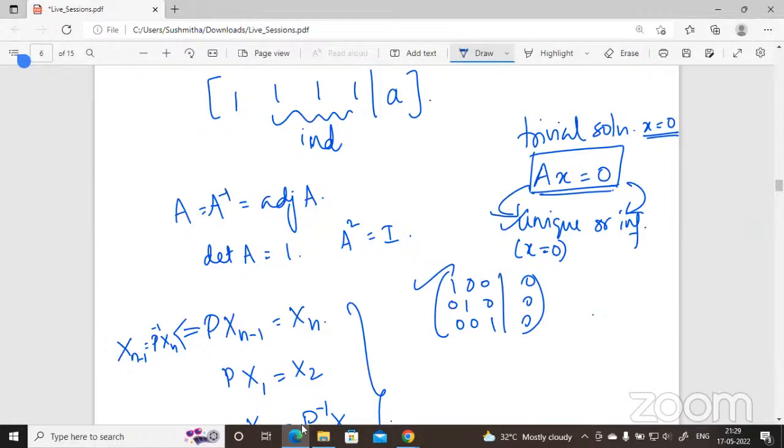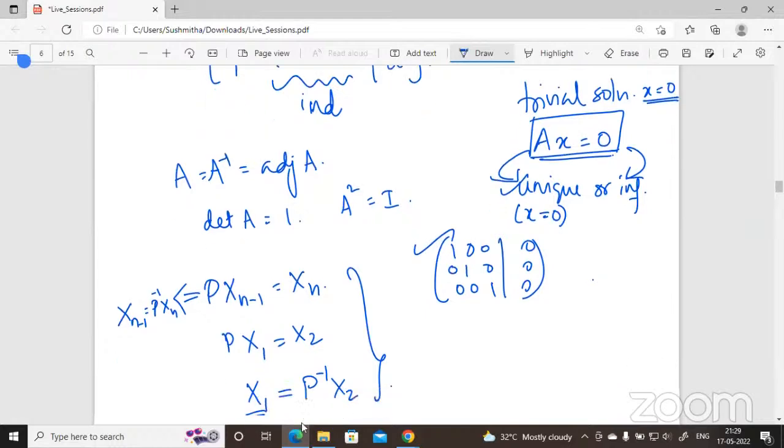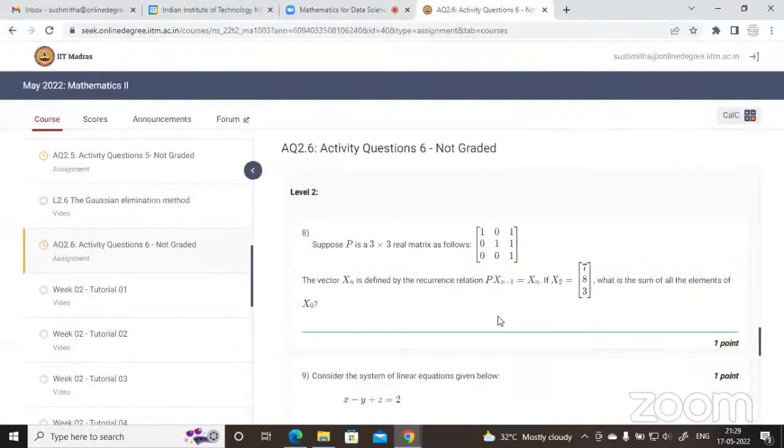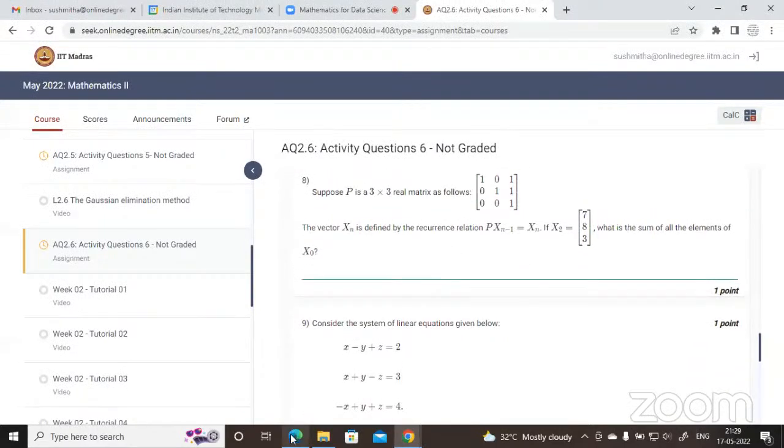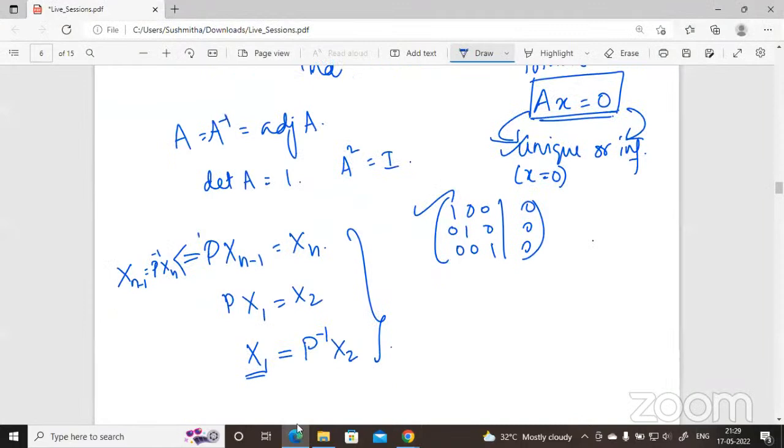Okay. And then the ninth question. Ma'am, this question is not clear. Question number 8, how it is being calculated, because it seems like this relation is given, right?